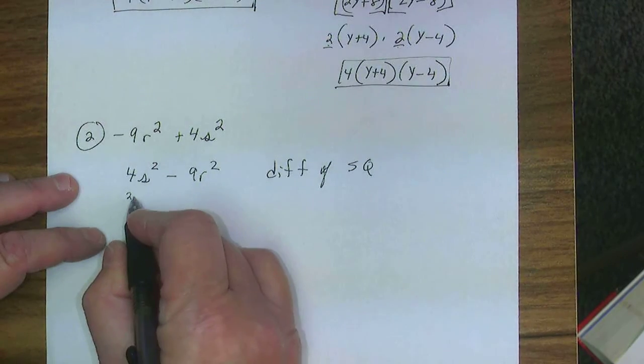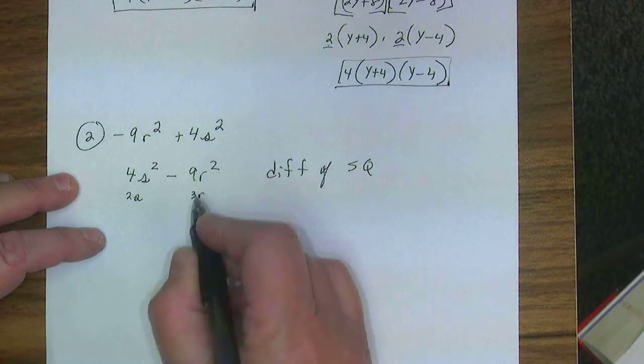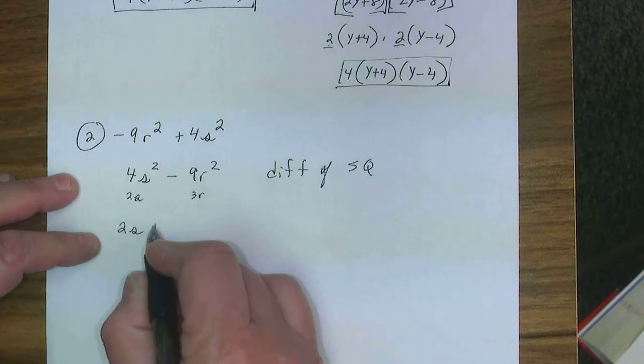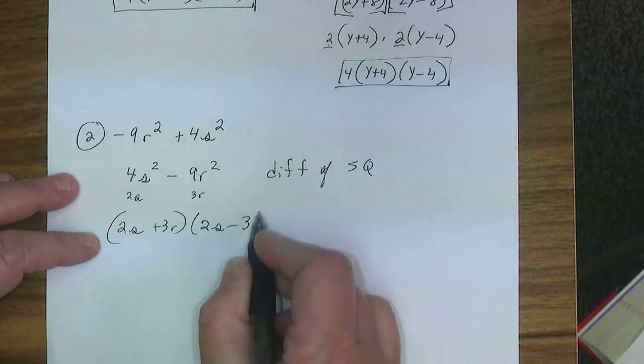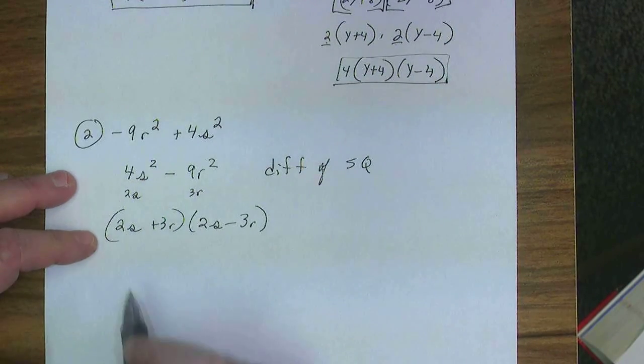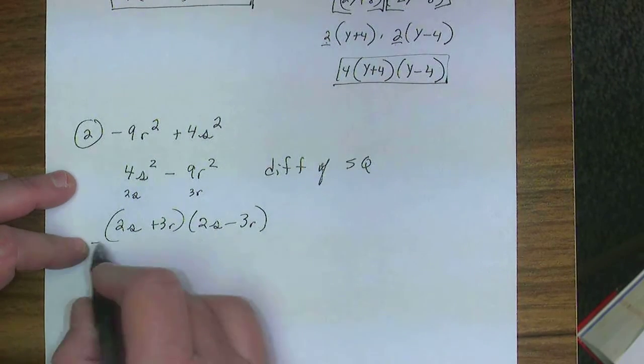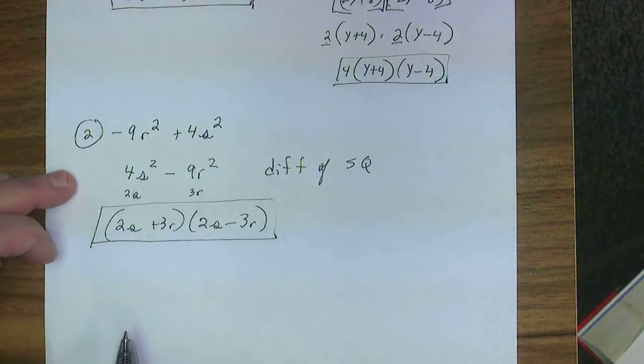This is 2s, that's the square root. This is 3r, so it becomes 2s plus 3r, 2s minus 3r. And that's the way it factors. There's no common factors here. So that should be factored completely.